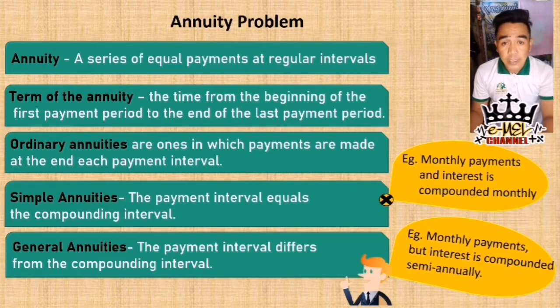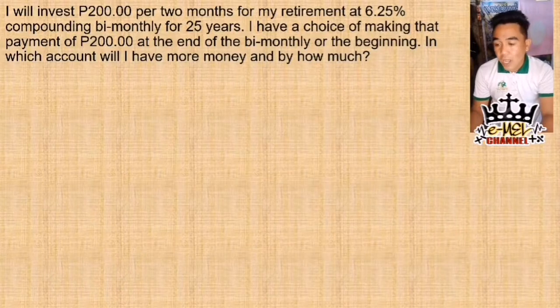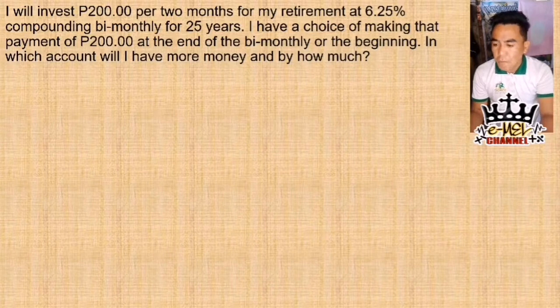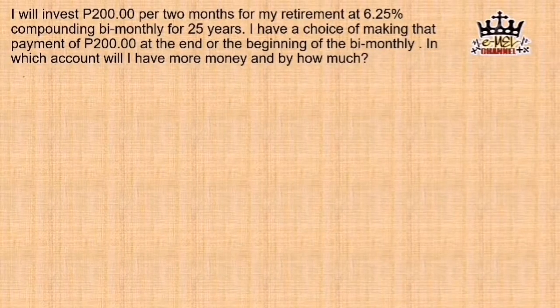At this point, let us consider this problem to enlighten ourselves about the different terms. I will invest 200 pesos per 2 months for my retirement at 6.25%, compounded bi-monthly for 25 years. I have a choice of making the payment of 200 pesos at the end of the bi-month or at the beginning. In which account will I have more money and by how much? Let us now try to solve the problem.